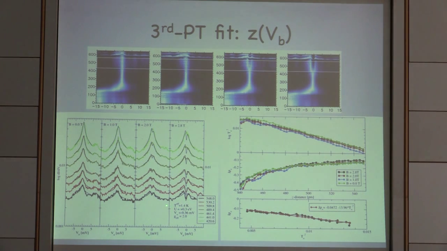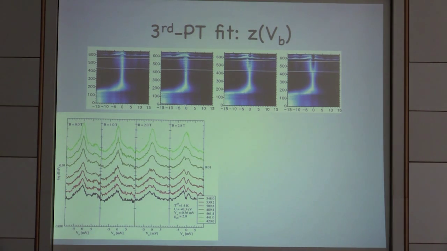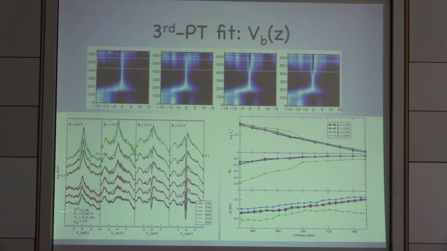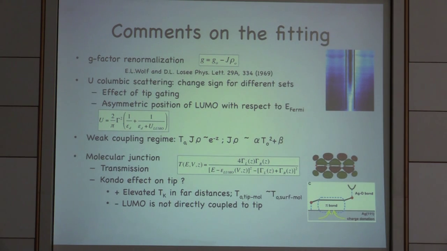here I use the U, this Coulombic scattering plus, because you see the asymmetry goes to the left, on the right, sorry. But in another set, basically I have to use minus 0.3. So it seems that it changes from time to time. Okay, so those are my comments on this.